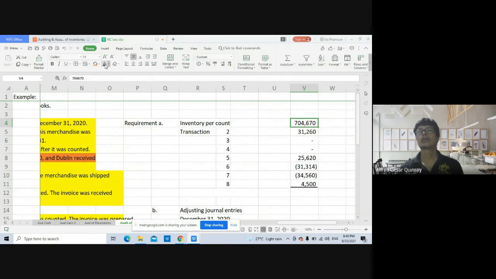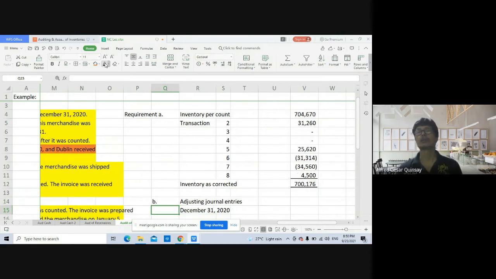Okay, so 704,670. So this is the inventory per count. This is still unadjusted. After taking into account the transactions 2 to 8, we now have a corrected balance of 700,176. Yan. Okay, so that is the corrected balance. Now let's take up the adjusting journal entries. So we only have about 3 adjusting journal entries as of December 31.